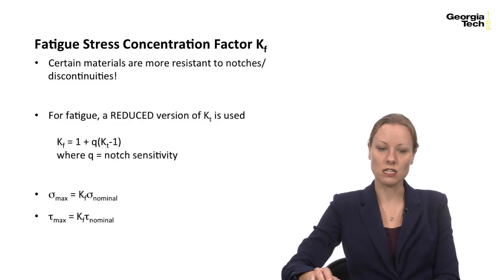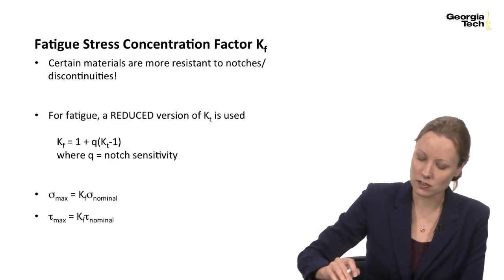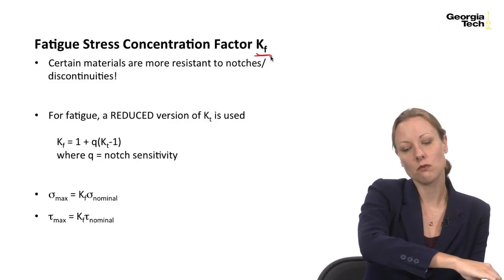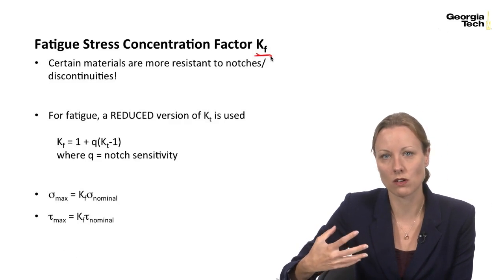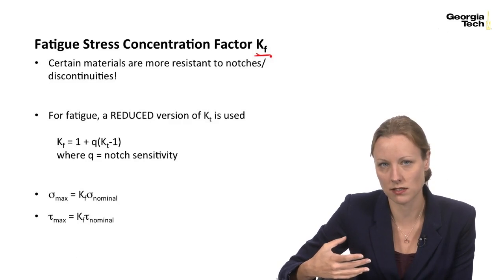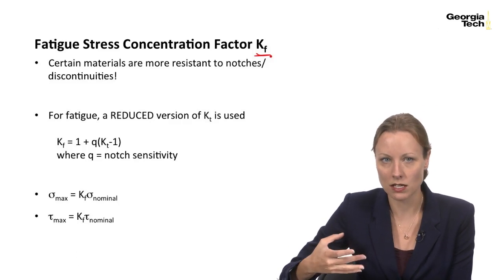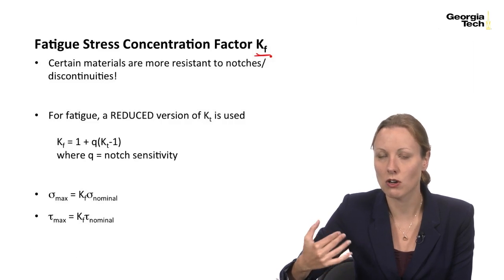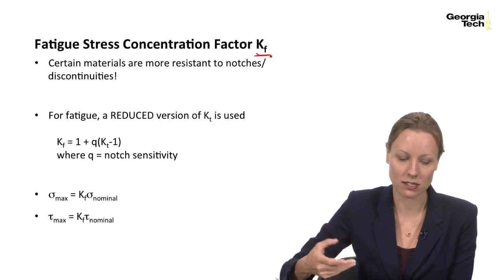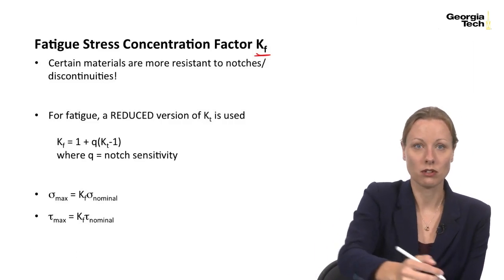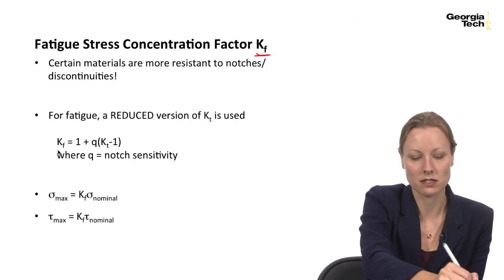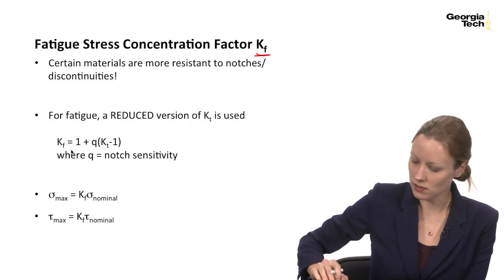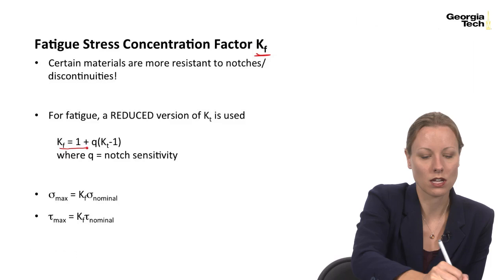So first off, the fatigue stress concentration factor is referred to as capital K subscript F. And what happens is that certain materials are more resistant to notches and discontinuities. And so in fatigue, we can use a reduced version of KT called KF. So KF is equal to 1 plus Q times (KT minus 1). This right here is the equation for KF.